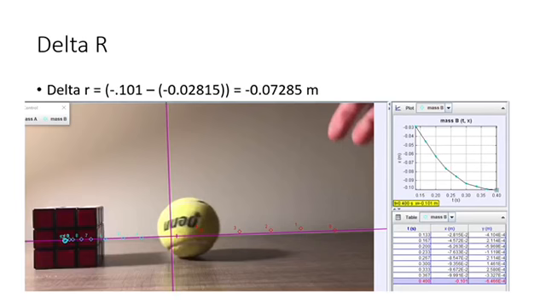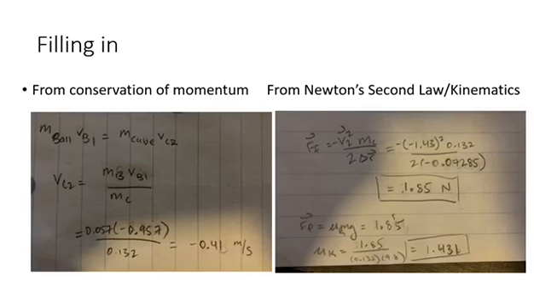With these values and mass values taken from the internet, we can begin to fill in our conservation of momentum and kinematics equations set up previously like so. With our assumptions, our model further asserts that the initial speed of the cube is 0.41 meters per second moving to the left. The friction force is 1.85 newtons to the right, and the coefficient of kinetic friction between the cube and the table is 1.431.